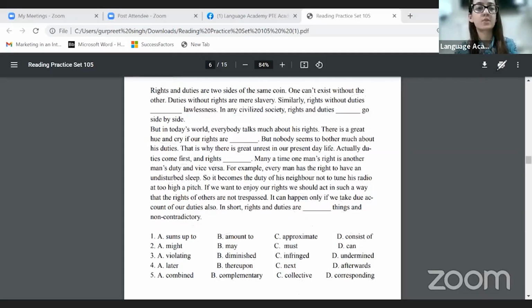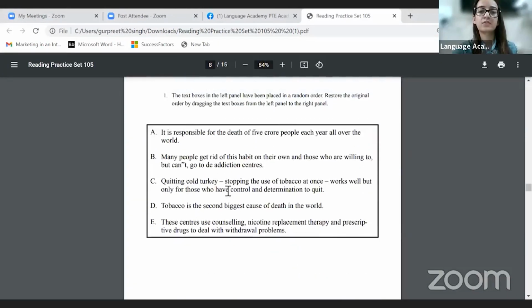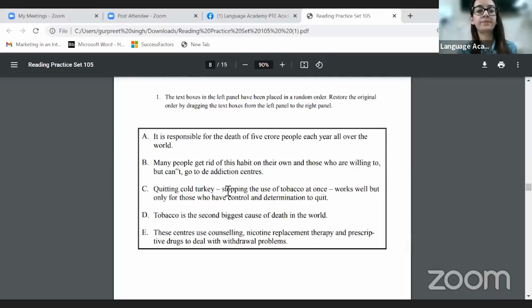All right, let's begin with reorders. So here is the first question. 2 minutes to solve this and post your answers in the chat box.